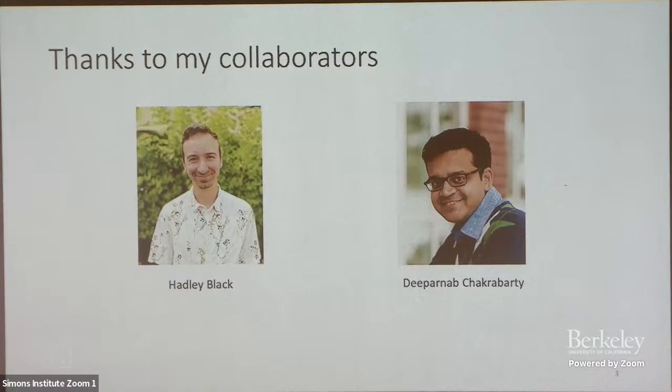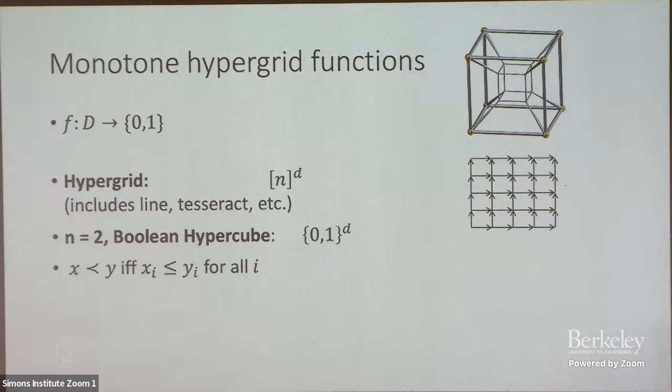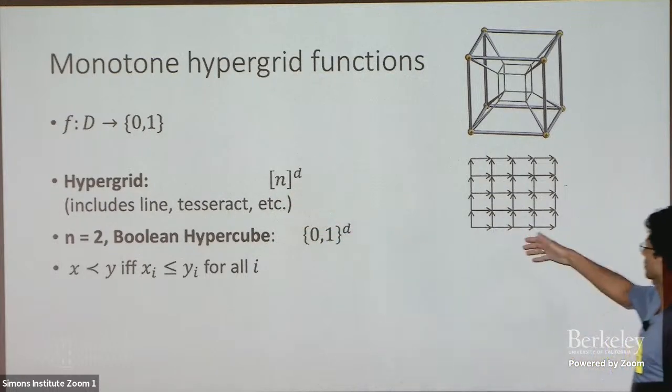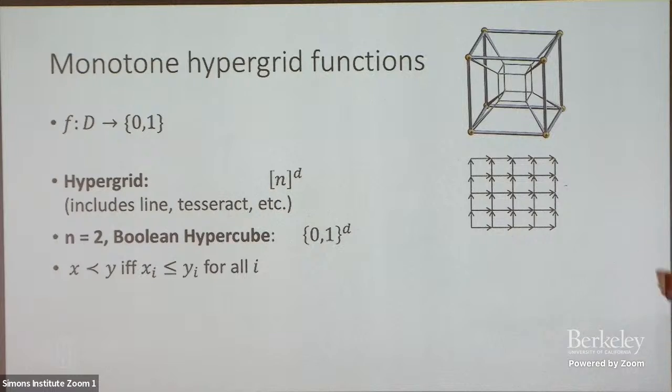So let's go ahead and begin. The main object of study is Boolean functions on the hypergrid. By now, I think you've seen enough that hopefully much of this should be clear. But the hypergrid is essentially the set [n]^d. So think of it as including the line if d is equal to 1, the grid.